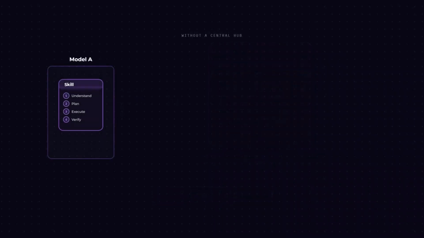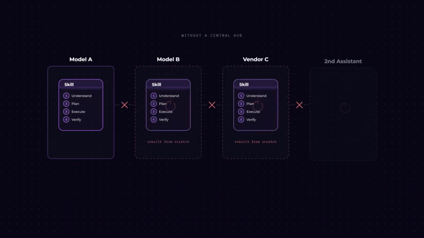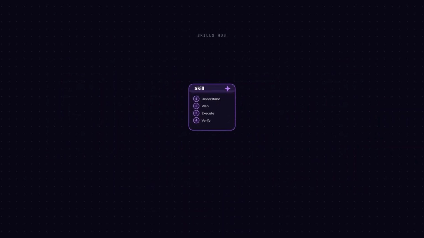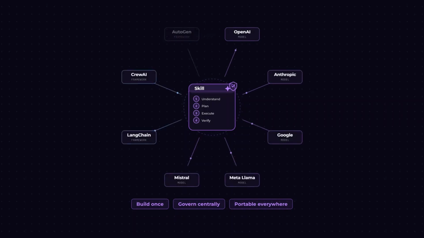But there's a problem. The moment you switch models, change vendors, or introduce a second AI assistant, all of that work often has to be rebuilt from scratch. Your knowledge becomes fragmented, locked into individual tools and platforms. This is exactly what Skills Hub in Bud MCP Foundry is designed to solve. Build a skill once, govern it centrally, and make it available wherever your agents need it, regardless of the models, frameworks, or vendors behind them. Let's take a look at how it works.